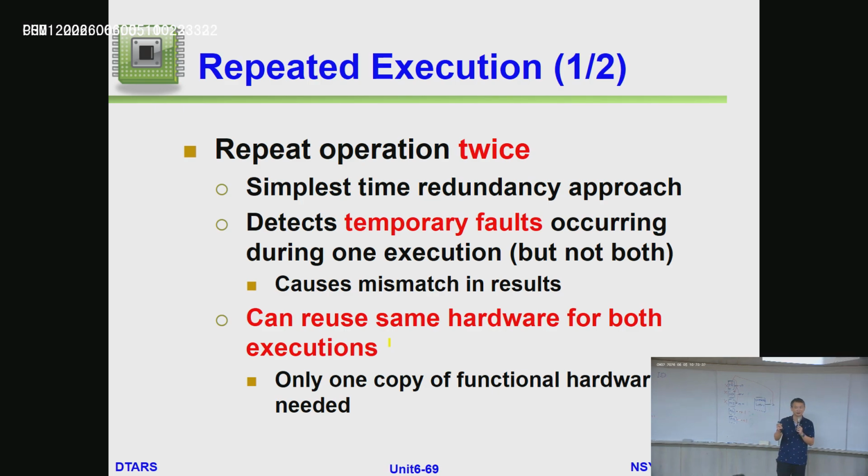However, its performance cost is very high. Okay, so for this one, again, it detects temporary faults occurring during one execution. It cannot detect the faults affecting both of the two executions. Okay, so the advantage is that we can reuse the same hardware for both executions. So actually, you don't need to add any hardware cost. You just need to pay the cost to repeat this operation twice. So this is again a trade-off.